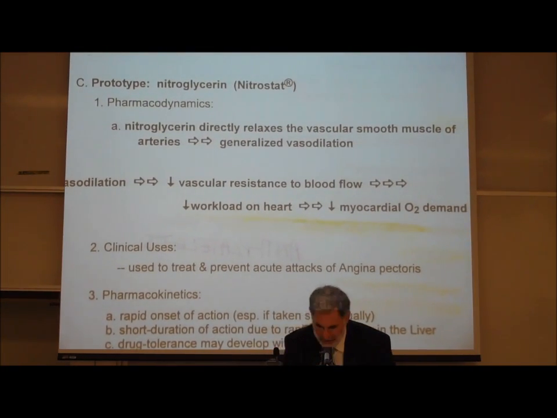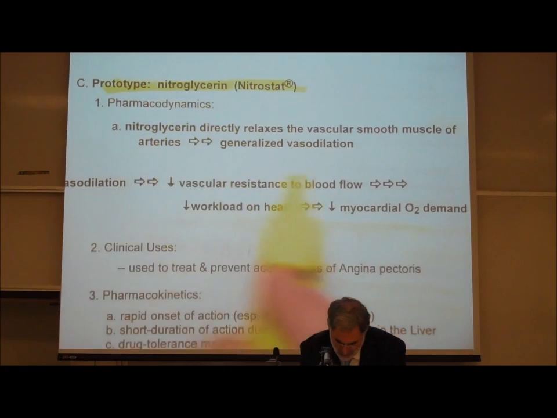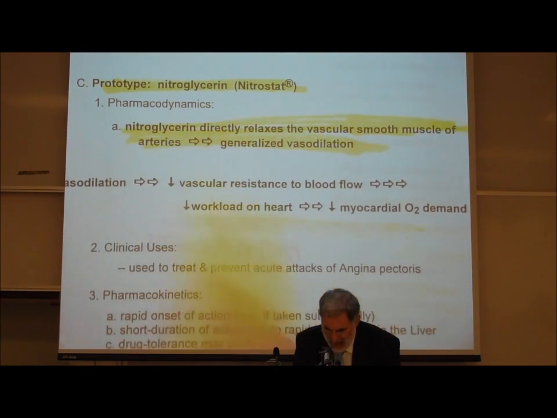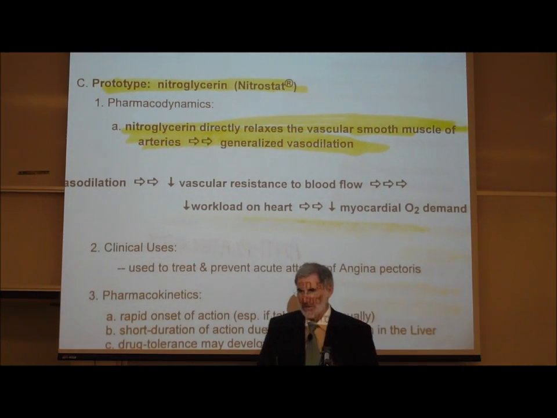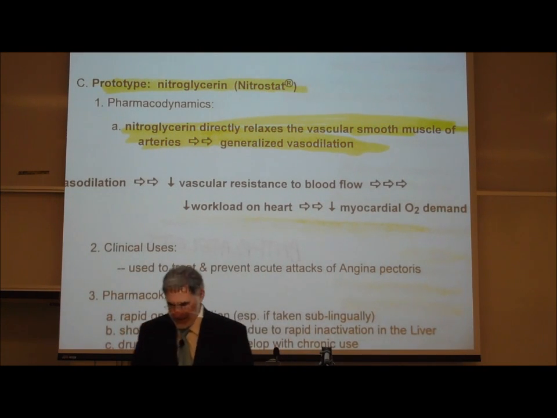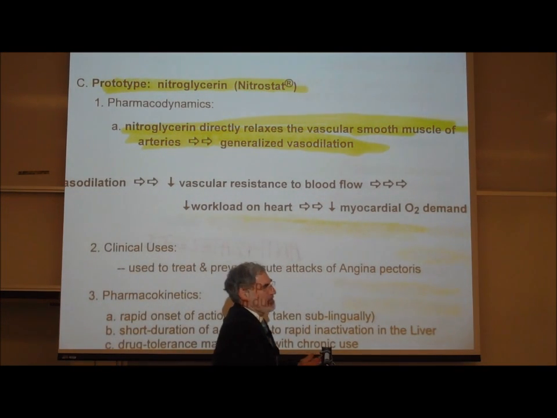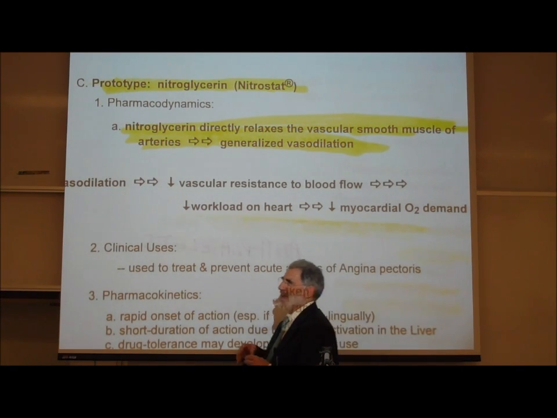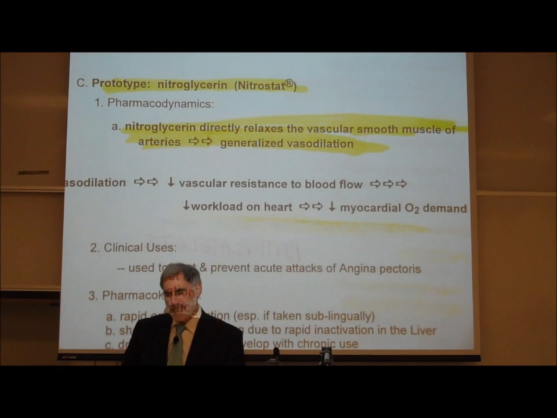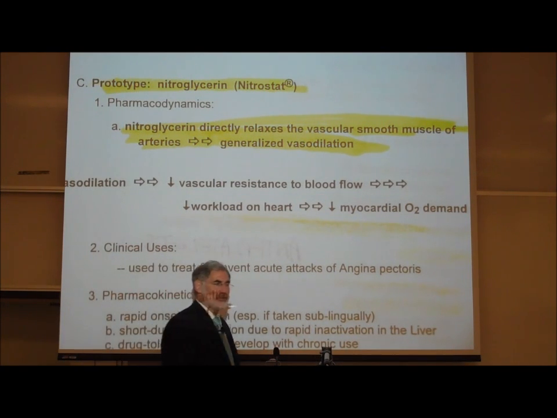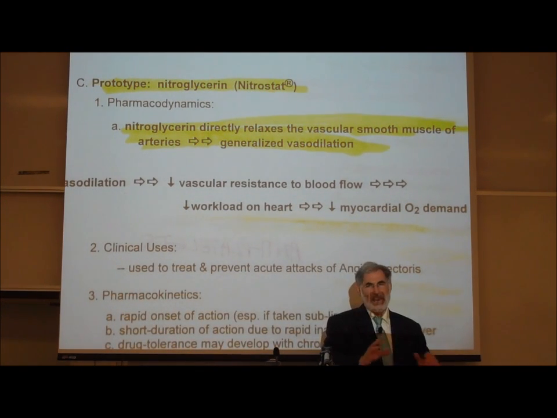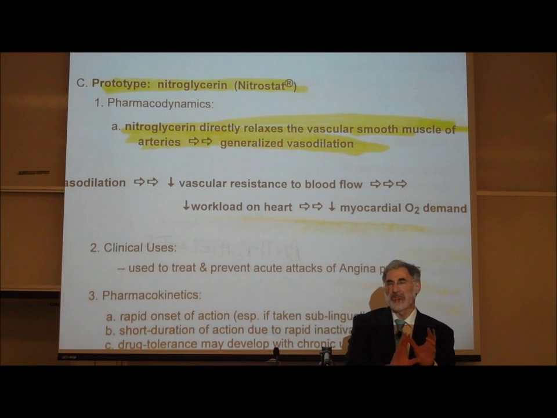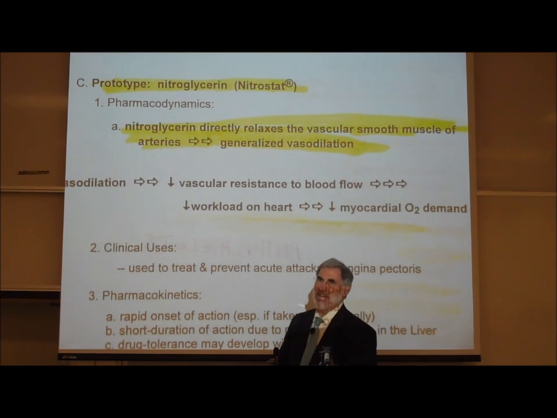So how does nitroglycerin and the other nitrate drugs work? They directly relax vascular smooth muscle of the arteries, causing a generalized vasodilation. Now, I don't know how many of you might remember from physiology or other classes that they actually discovered a neurotransmitter released by some neurons that is nitric oxide, or NO. And nitric oxide is a neurotransmitter that has the effect of relaxing vascular smooth muscle, leading to vasodilation.